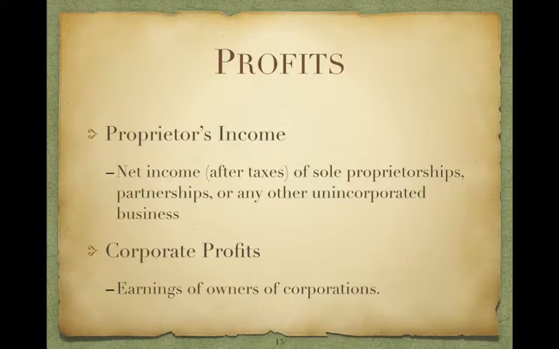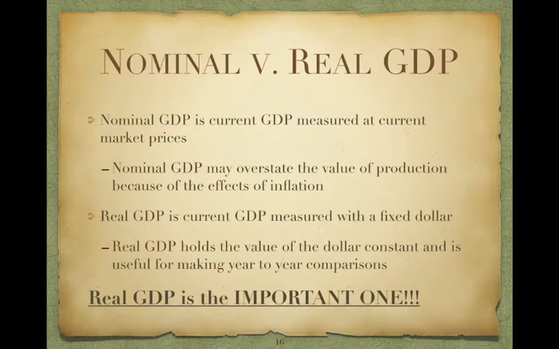So this right here is the net income of the sole proprietor. A sole proprietor is kind of like a mom and pop operation, a small locally owned business, the money that they make, or a partnership or any other kind of business. It also would include corporate profits, earnings owned by the owners of that corporation. Okay, so this brings us to slide 16.